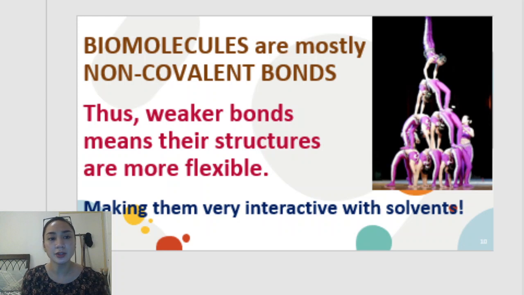Okay, so biomolecules are mostly non-covalent bonds. Thus, there are weaker bonds. Means their structures are more flexible. Katulad ng picture dyan, para silang non-covalently bonded. They are more interactive, they are more flexible. Kasi pag covalent bond, again, there is a shared electron. Parang super close sila sa isa't isa, no? Ito ang covalent bond. Ang non-covalent bond, meron tayong molecule dito, and then parang meron lang silang light interaction. No? So, yan.